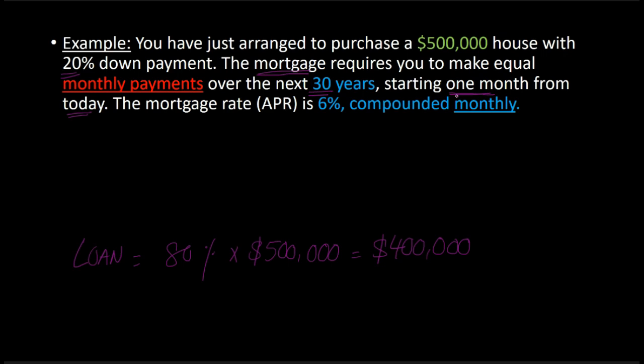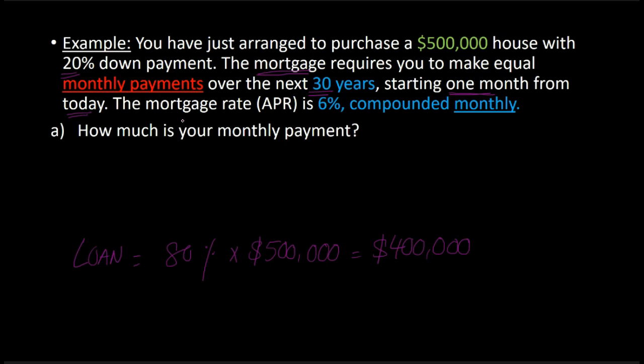Let's assume for the time being that your first payment is going to be 1 month from the time that you get the loan. You're told that the APR, the annual interest rate, is 6%, so that's the mortgage rate, but it's being compounded monthly. And so I want you to tackle two questions.